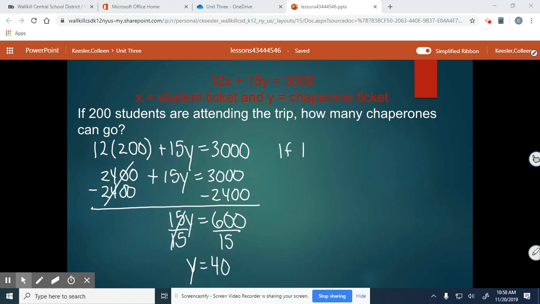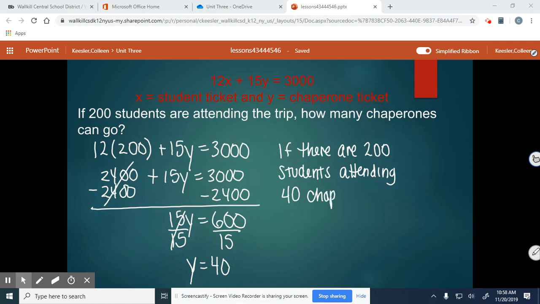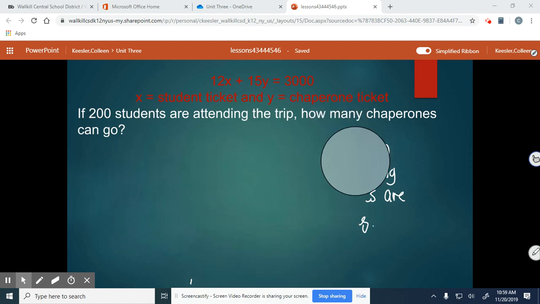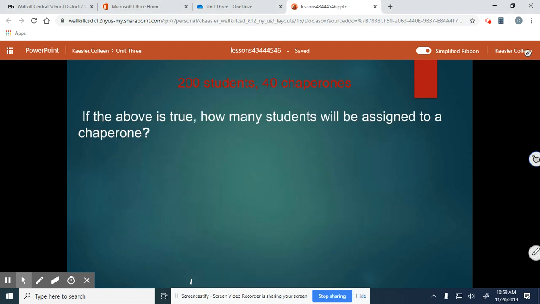So if there are 200 students going, 40 chaperones are also attending, based on the equation that we came up with that allows for $3,000 to be spent. Okay, so now using that idea, 200 students and 40 chaperones, we're going to answer the next question. So if the above is true, how many students will be assigned to a chaperone? Well, there's 200 students and 40 chaperones, so we have to divide that up.